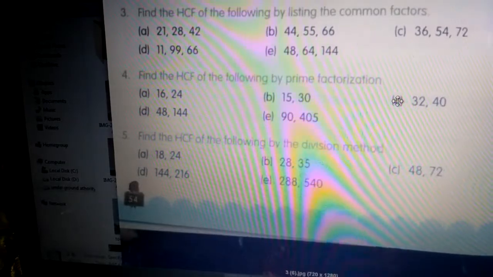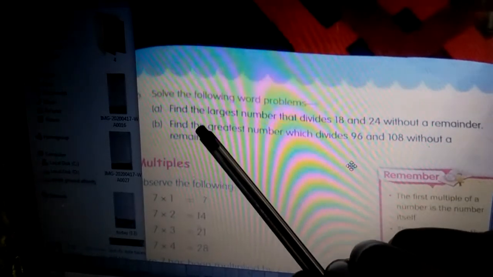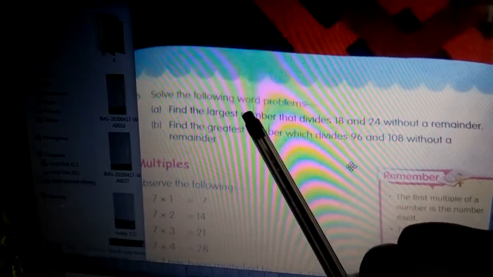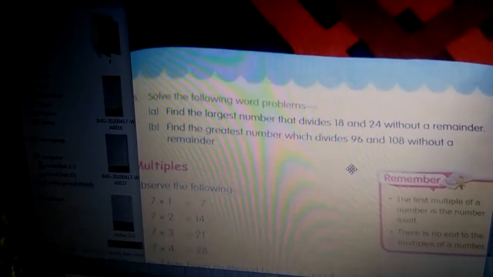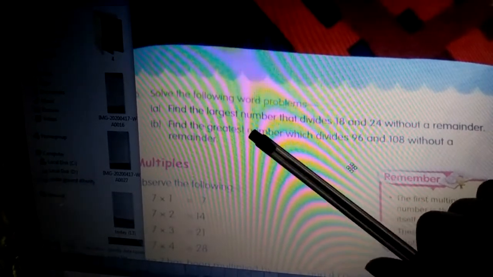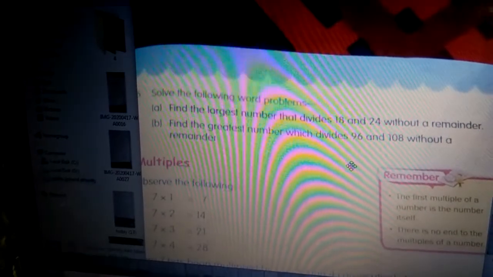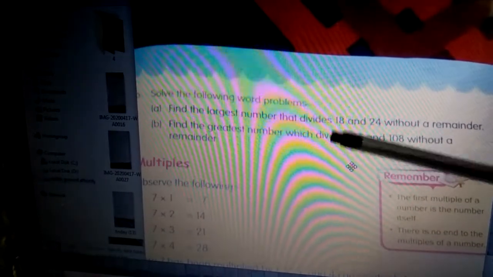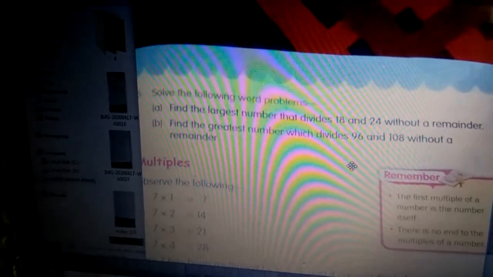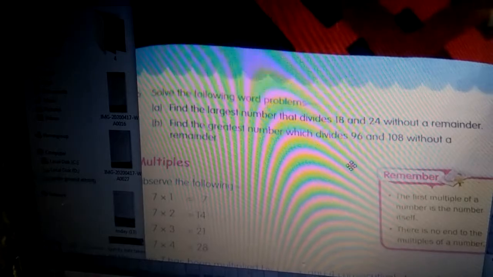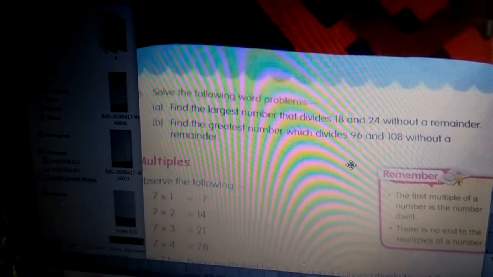Next is the sixth question. They are saying find the largest number. Largest number means HCF. So for the A part, you have to go for HCF. B part, greatest number, largest number, biggest number, that states only HCF. That means you have to go for HCF. So in these two questions also you have to find HCF, nothing else. And as they have not mentioned any particular method, you can go for any method. It's your choice. Whichever method you find easier, you can do these questions by that method.